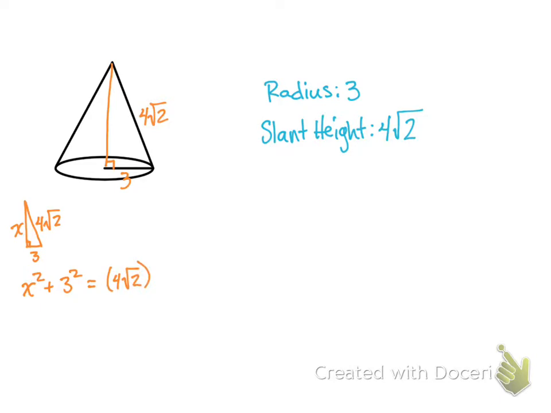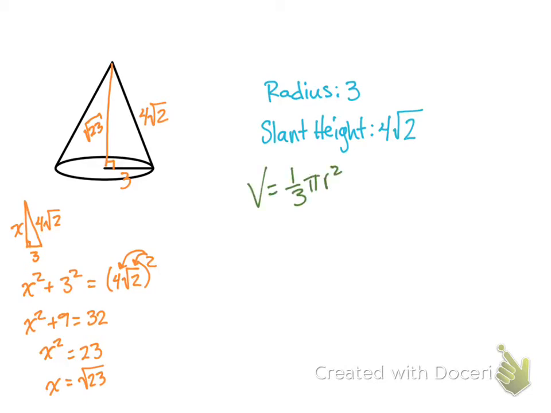And remember, when you square something that has a square root and a constant multiplied together, square the whole thing in parentheses like that. X squared plus 9 equals, well, this is going to be 16 times 2, which is 32. X squared equals 23. So that looks like the square root of 23 is our height. There we go. And our volume formula once again, 1/3 pi r squared h.